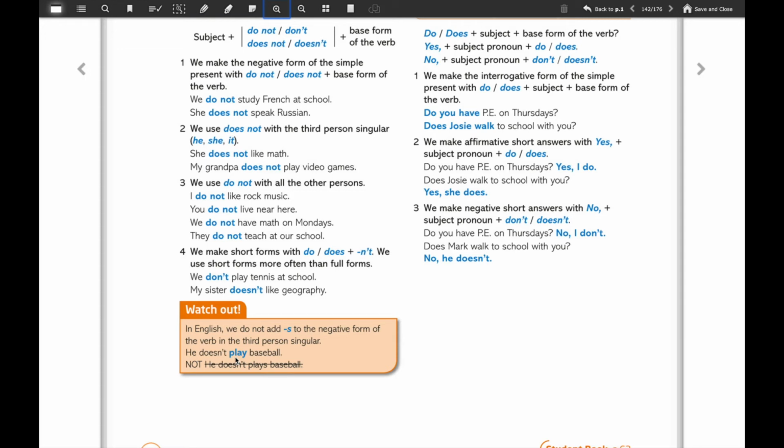Recuerden que cuando tenemos la tercera persona singular, que son solo 3 letras, he, she, and it, nosotros por ningún motivo después del doesn't o después del does, vamos a ocupar una S en el verbo. Recuerden que este es un auxiliar que ayuda a la acción, ¿ya? Presten atención al ejemplo.